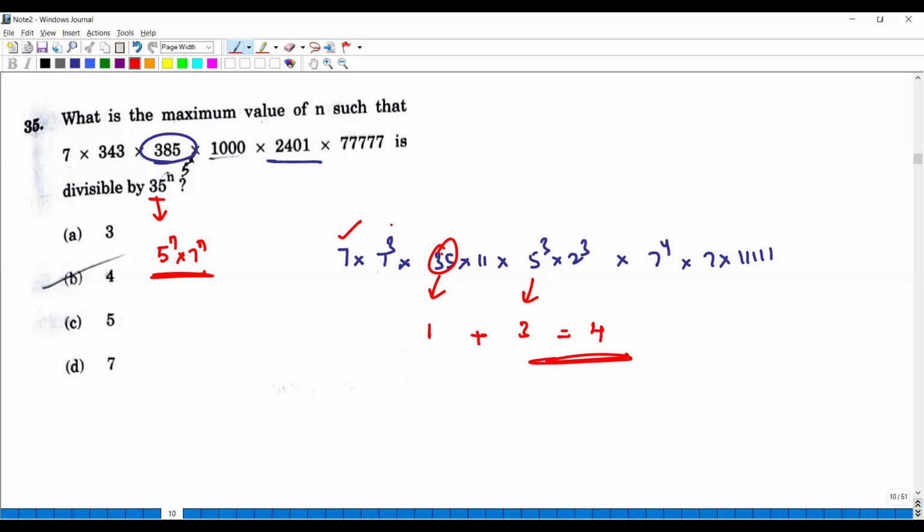If you look at 7s, there is one 7, three 7s, four 7s, and one more 7, so there are 9 7s. So you don't need to worry about 7. You only need to look at 5s, and there are only four 5s. Therefore, you can form four 35s, so the maximum value of n is 4. All you need is an idea about 2401: 2401 is 49 square, which is 7 to the power of 4. There are a lot of 7s. Or else you can simply divide it by 7 and check.